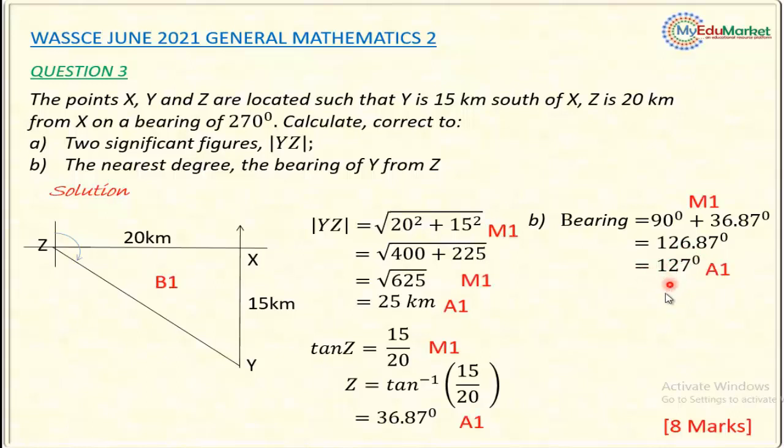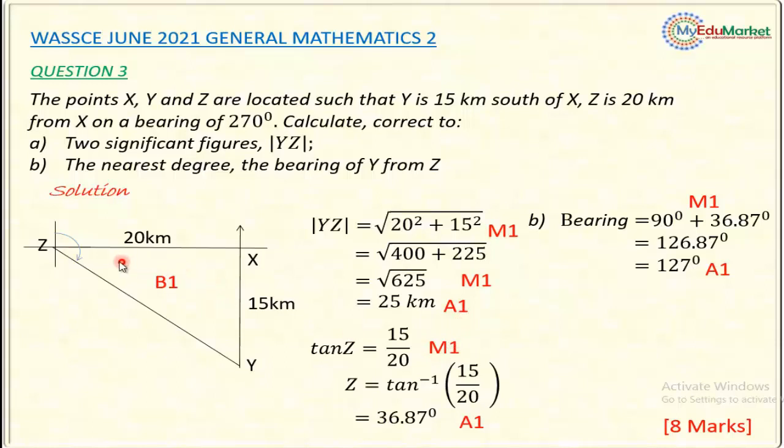So in the WAEC marking scheme, I have B1 for the drawing, which is very, very necessary. Without a drawing, all this will be 0. You will not have any mark if there is no drawing. So for a correct drawing you have B1, and in that drawing, the distances must be marked also. For using Pythagoras to get distance yz, you have method 1 mark. For simplifying that correctly, you have method 1 mark also, and for the accuracy of the distance yz, to two significant figures, to get 25 kilometers, you have A1 mark.